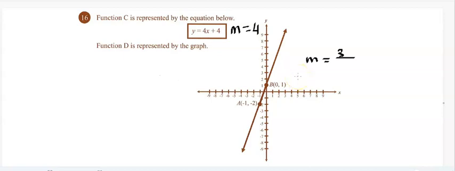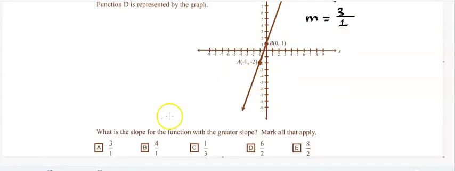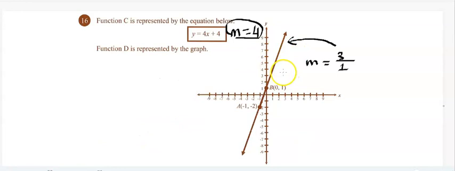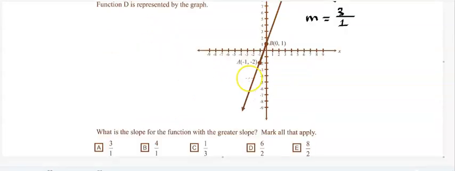I mean, go over, I'm sorry. You start at -1 and you go over 1, so you end up with 0. So what is the slope of the line with the graph? 3 over 1. What is the slope of the equation that they gave you? 4 over 1, or 4. Okay, so let's choose which one is the answer. First of all, which one has the greater slope? 4 over 1.